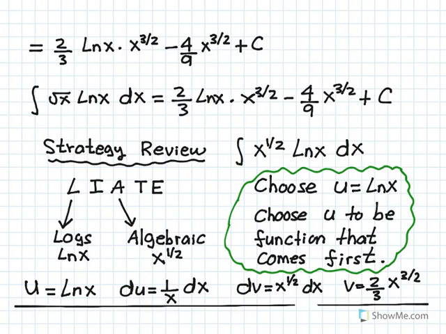And once u is determined, then you differentiate that. You get du is 1 over x dx. And once you determine u, then it's very easy to find dv, because it's whatever is left over. In this case, dv is equal to x to the 1/2 dx, and we integrate that to get v. So v would be x to the 3/2 divided by 3/2. That's the same as multiplying by 2/3. So that's just going over the strategy of how we chose u to be equal to log x. And the reason why we did that was basically following the LIATE principle. All right, thanks.